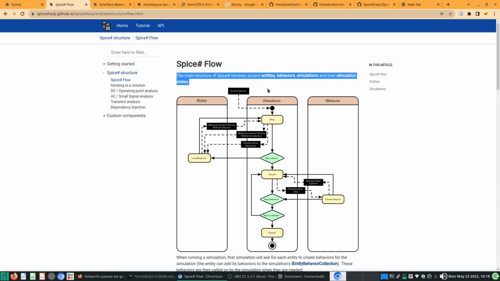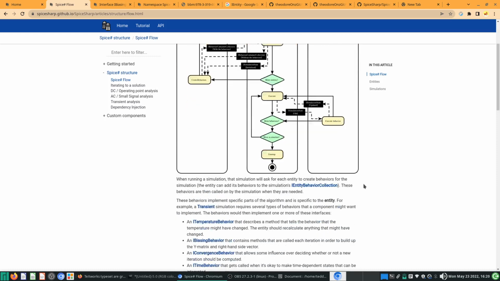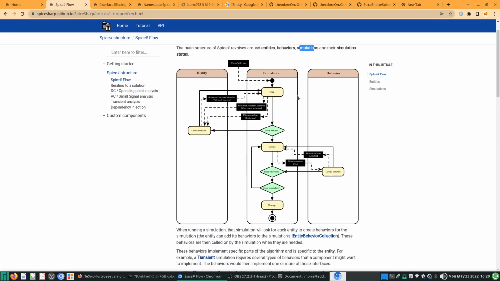The whole SpiceSharp thing, as stated here, revolves around entities, behaviors, and simulations. Entities right here are not the same as Entity Framework Core, but in a sense the components and stuff are all categorized under the entities. The simulation interfaces help to run the simulation. The I at the front always talks about interfaces. Interfaces, again, are just sets of inputs and outputs that help us interact with a class or an object.